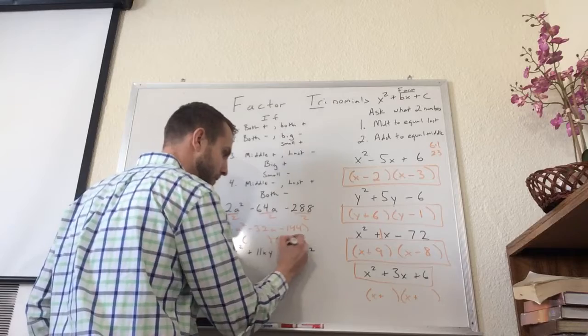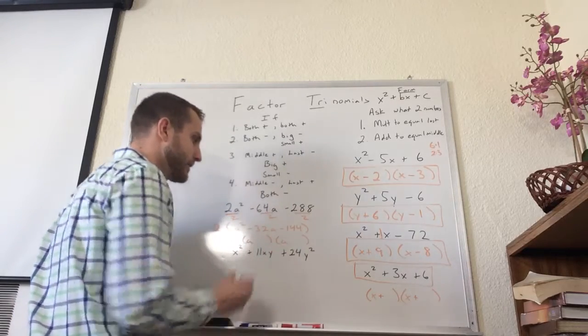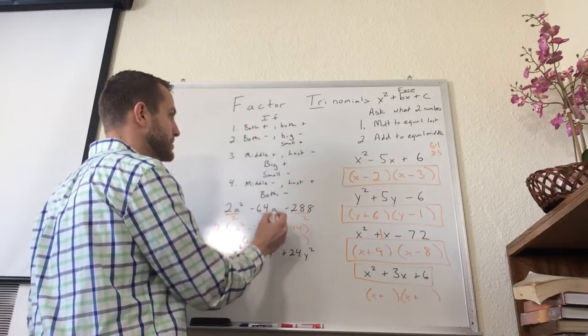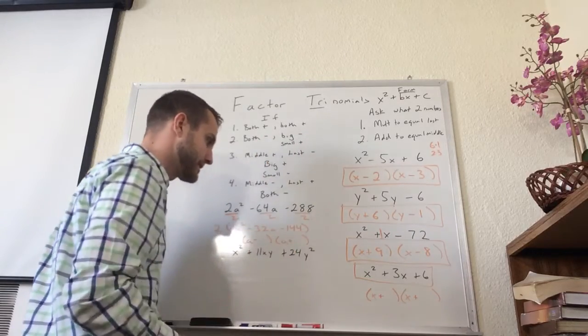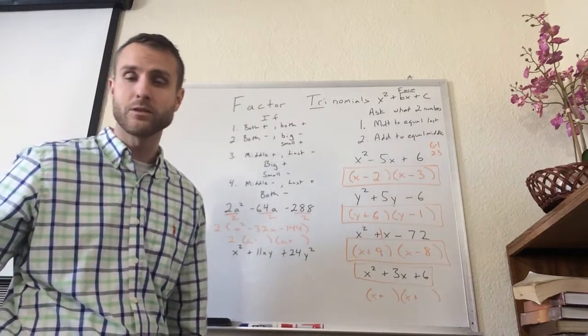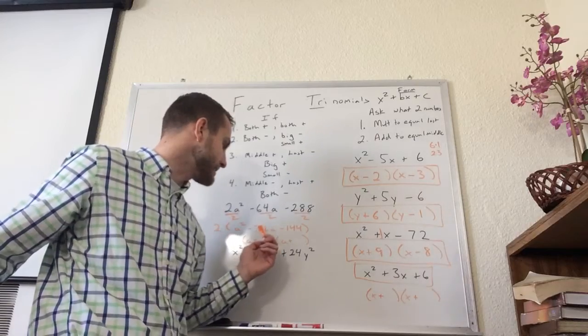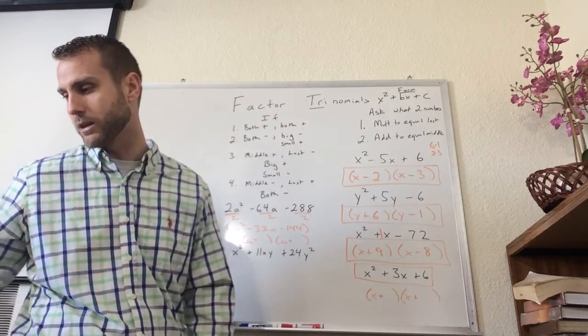Now I'm going to do the same thing with the 2 parentheses. I have a and a. They're both negative. So remember, if they're both negative, the bigger one is going to be negative and the smaller one is going to be positive. I say what two numbers multiply together to equal negative 144 and add together to equal negative 32.